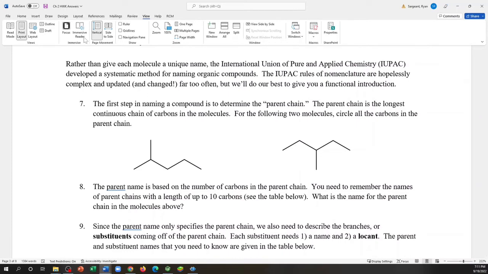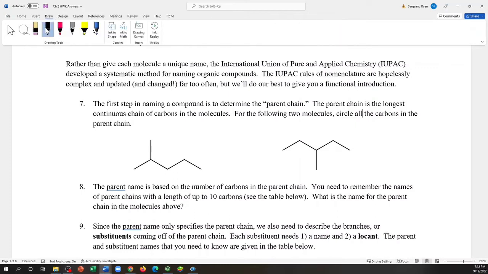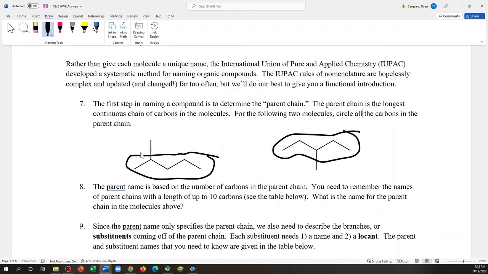And it asks me to circle this, which I can do with a drawing tool. I can draw a circle around my parent chain right there, and I'm also going to draw a circle around this parent chain right there. Now somebody might ask, well, couldn't you draw a parent chain circle like this? And the answer is yes. Both of them contain 5 carbons. So the black represents one perspective and the pink represents an equally correct perspective.